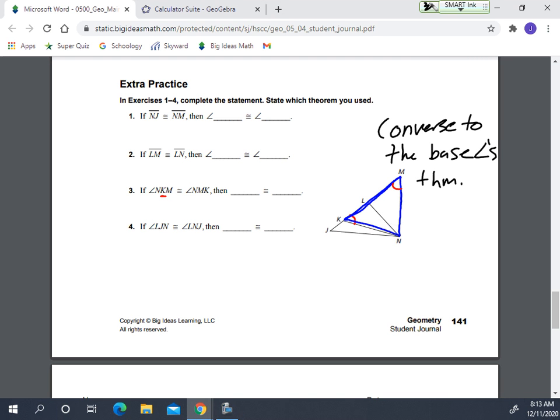And what did the converse of the base angle theorem say? It said that the sides opposite those congruent angles are congruent. So we know that segment NM is congruent to segment NK.